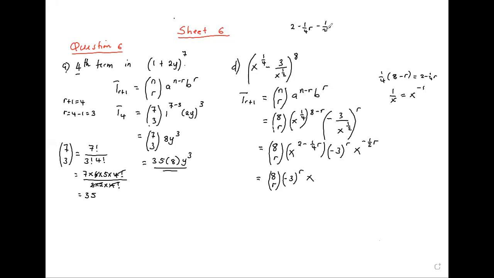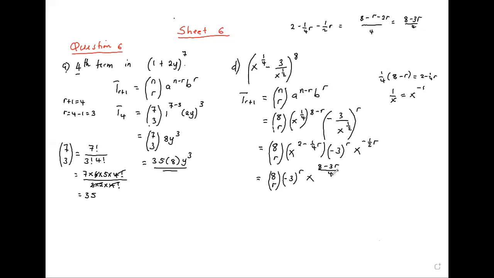minus 1/2 r. So what we are getting here is 4 down. So we have 8 minus r minus 2r, meaning that we have (8 minus 3r) over 4. So the power of x has become (8 minus 3r) over 4.